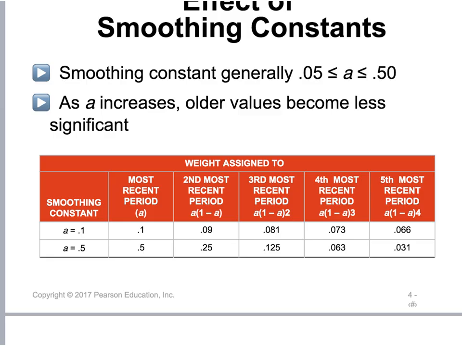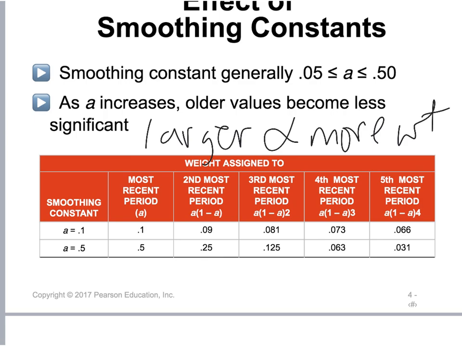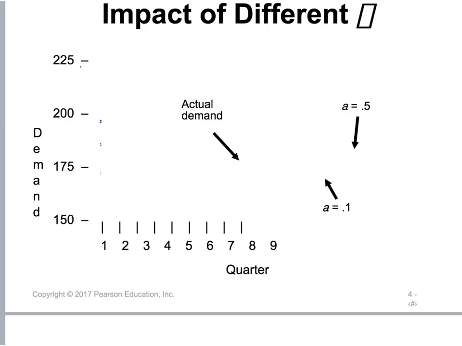The smoothing constant is generally between 0.05 and 0.5. As alpha increases, older values become less significant. So the larger alpha gives more weight to the new data, more weight to more recent data.